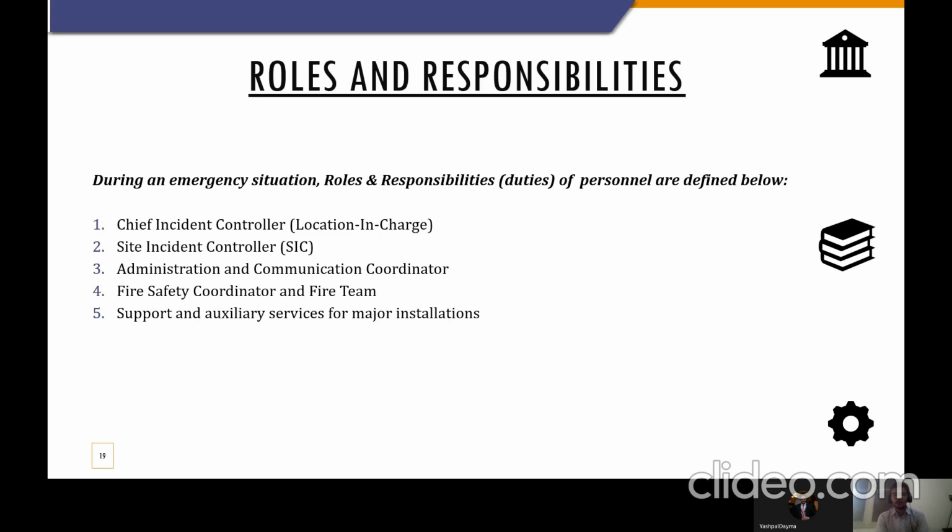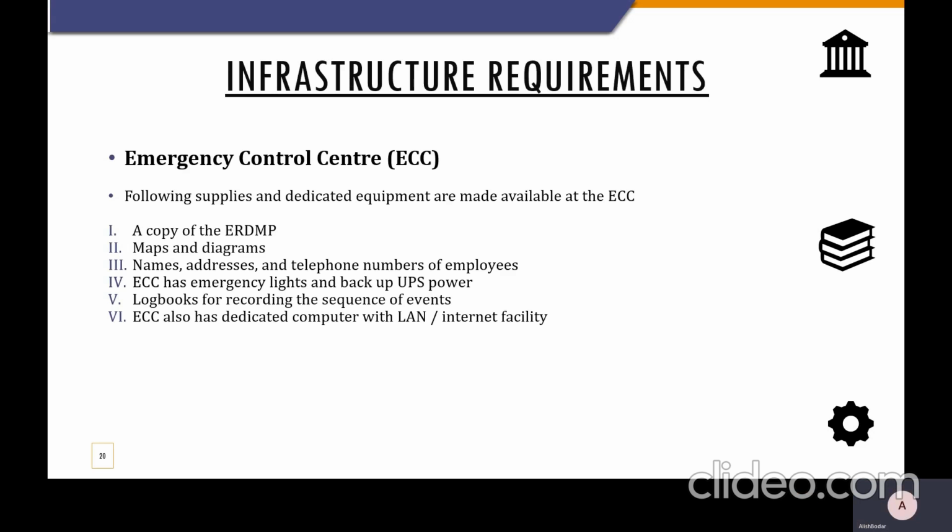And at the end comes the support and auxiliary services for major installations. It includes various services, like non-governmental organizations coming to rescue people. They will provide food and assistance to the inhabitants or the residents. So everything needs to be carried forward in a very proper way. These are the main five teams or organizations which will be working at the time of an event or accident. The sixth part is emergency infrastructure.